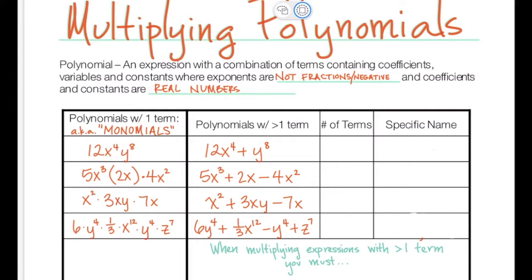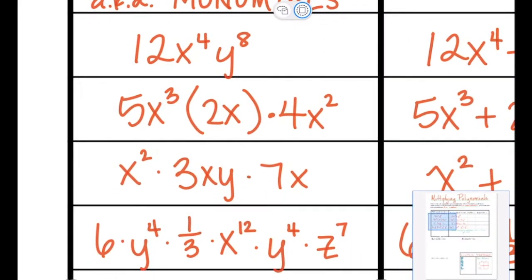So we've got what's called a monomial. Think, the word mono means one. So a polynomial that has only one term is more specifically called a monomial. And here are some examples of monomials.